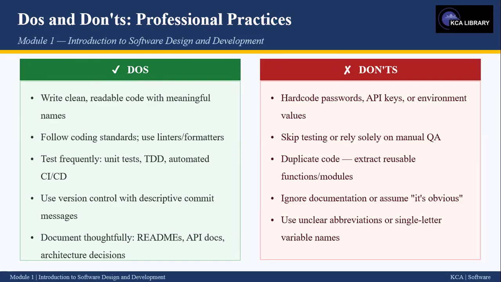For the don'ts, do not hardcode passwords, API keys, or environment values. Do not skip testing or rely solely on manual QA. And do not duplicate. Always extract reusable functions and modules. Do not ignore documentation or assume it is obvious. And never use unclear abbreviations or single letter variable names.